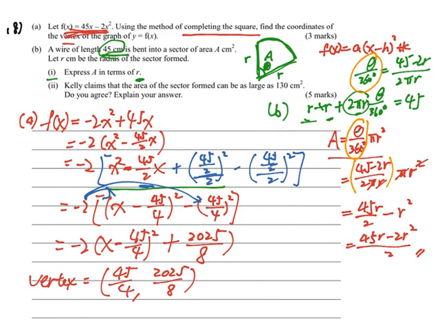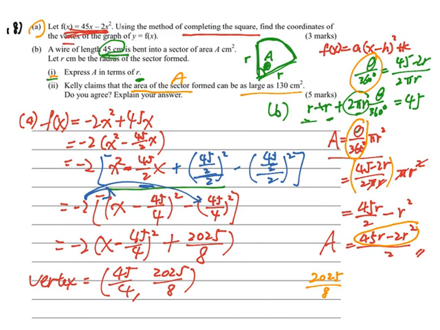B2. K claims that the area of the sector can be as large as 130 cm squared. For this question, we need to combine part A and then B1. So let's look at the answer of B. The area is this one. So we need to compare the maximum value of part A, that means the upper part. The upper part, the maximum is 2025 over 8.